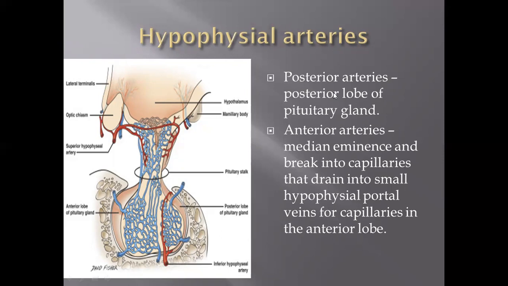Then the anterior arteries will supply the median eminence, and they break into capillaries that drain into a small hypophysial portal vein, right? For capillaries in the anterior lobe, right? So that's how the releasing factors that are going to be coming from the hypothalamus gain access to the anterior lobe of the pituitary gland, your adenohypophysis. So you do have gonadotropin releasing hormone. You also have inhibitory ones like dopamine and somatostatin. You have thyrotropin releasing hormone, which is stimulatory, growth hormone releasing hormone. So to mention a few.